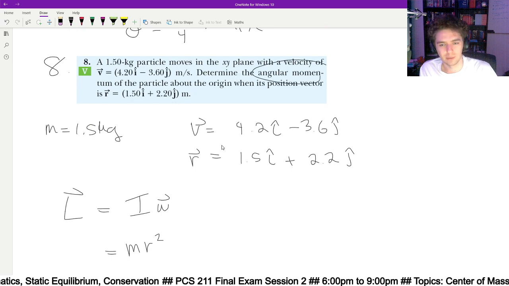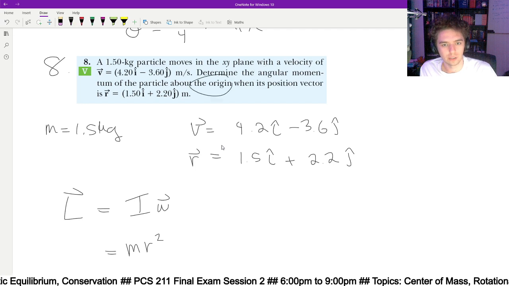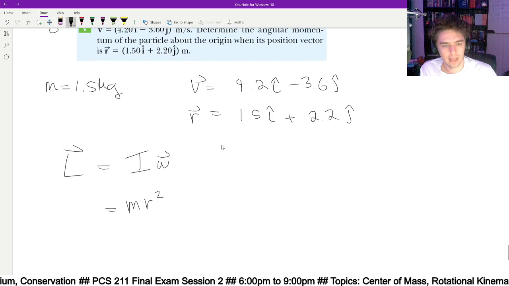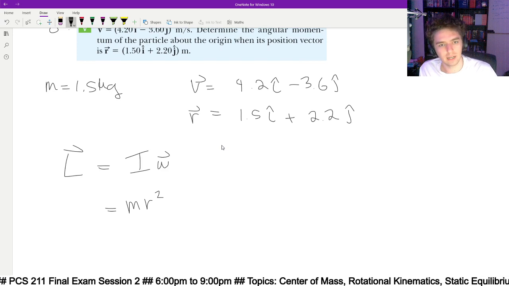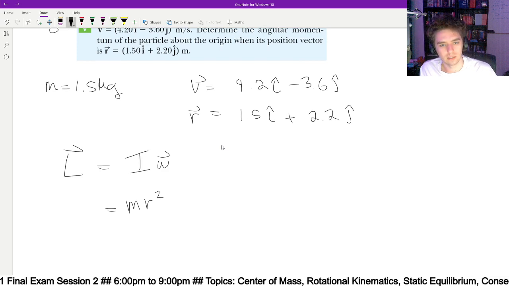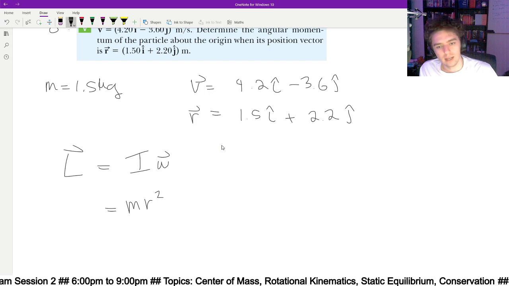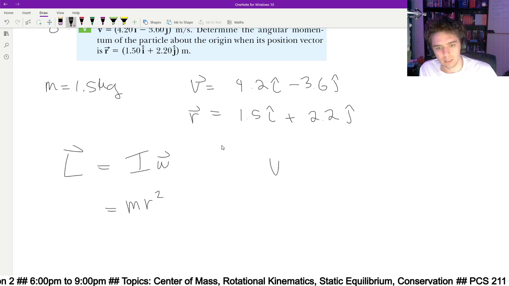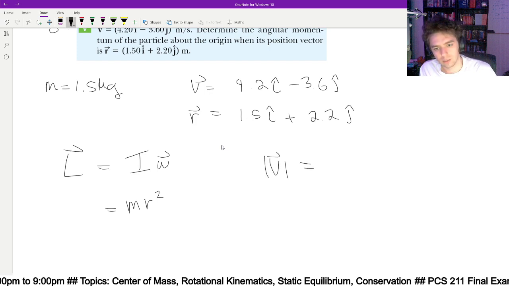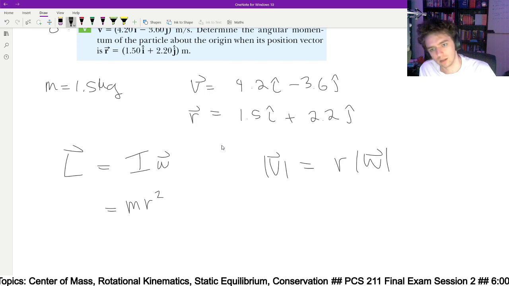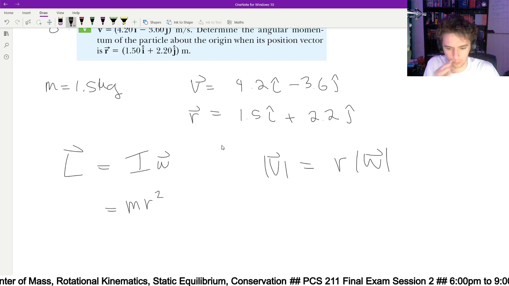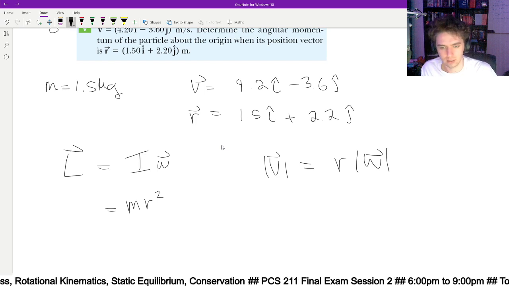Sorry, I can't say the right word. The angular momentum around the origin. And then the omega, well, remember we can relate linear and angular quantities by just a factor of r, right? So the magnitude of v equals r times the magnitude of omega, I guess. Does that make sense? Okay, I think that makes sense.